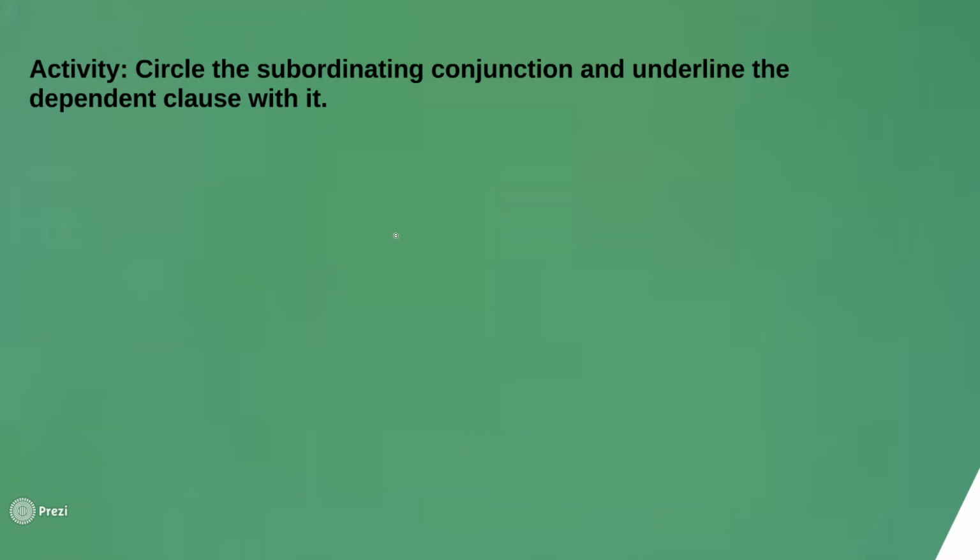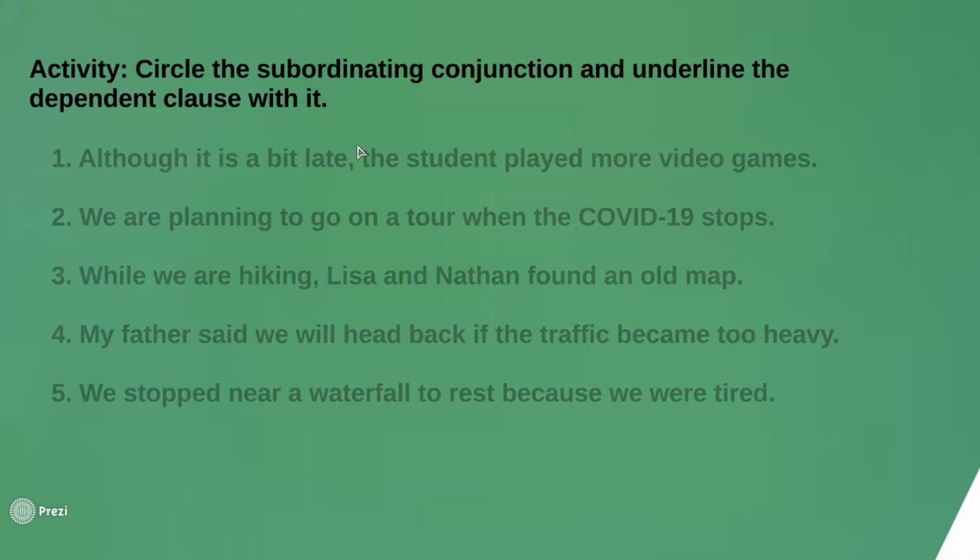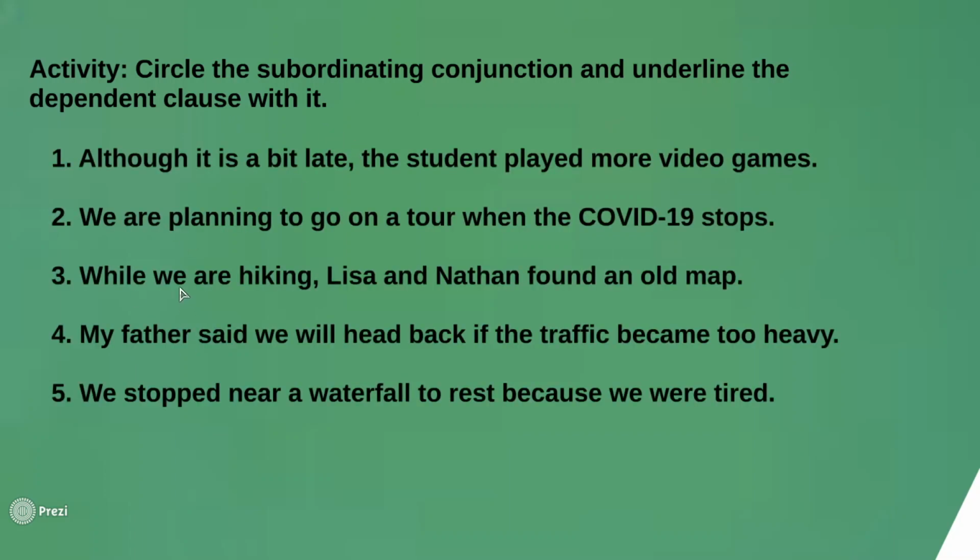All right. So right now, I want you to answer this activity. Here you're going to circle the subordinating conjunction and underline the dependent clause with it. So we have 5 sentences here with subordinating conjunctions. You're going to circle or highlight the subordinating conjunction and underline the dependent clause with it, just like our examples before. So I have 1 to 5. Now I want you to pause this video and get a notebook and copy this activity, and you can answer at home right now. And be honest, please, because I'm going to show you the correct answers in the next slide. So you can start your activity right now.